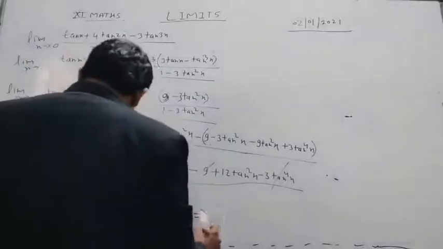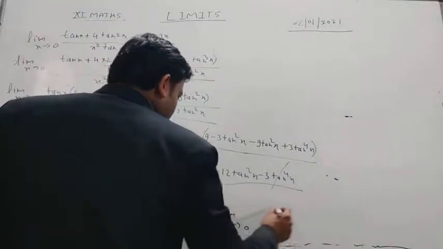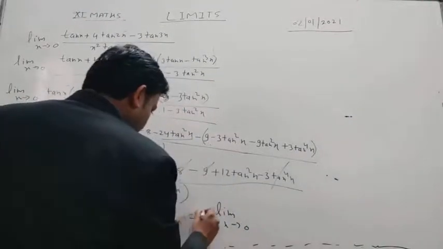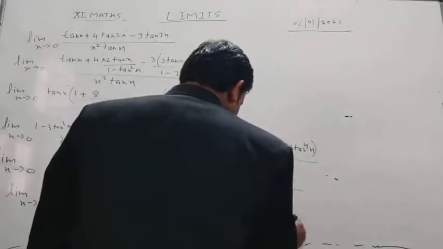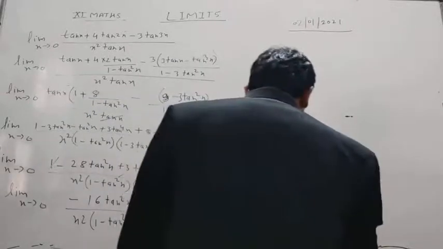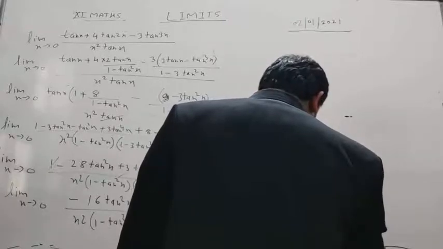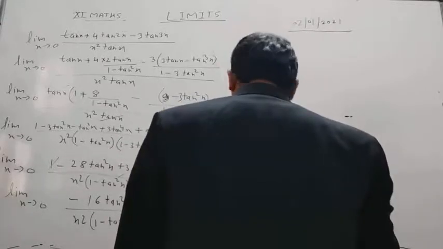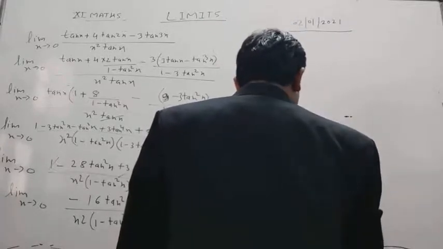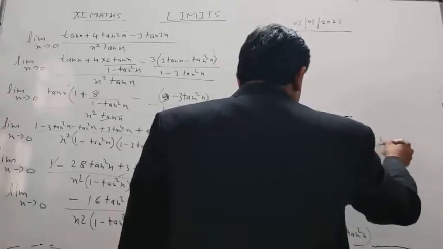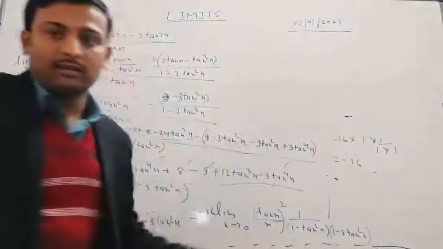Okay student, now we can write limit x tends to 0, and here minus 16, and this is (tan x by x) whole square, and this is (1 minus tan square x)(1 minus 3 tan square x). Okay student, now we put the limit, we see minus 16 and here this is 1, this is 1 by 1 into 1, so the result is minus 16.